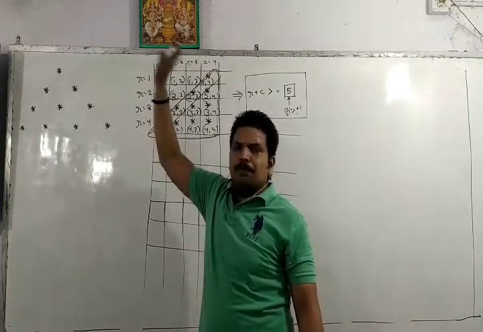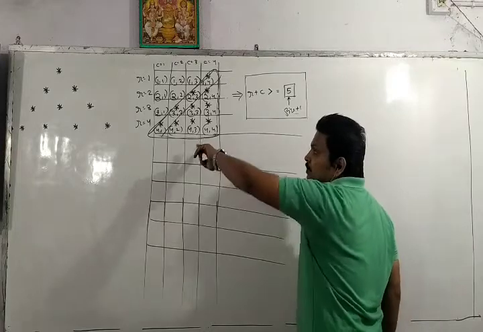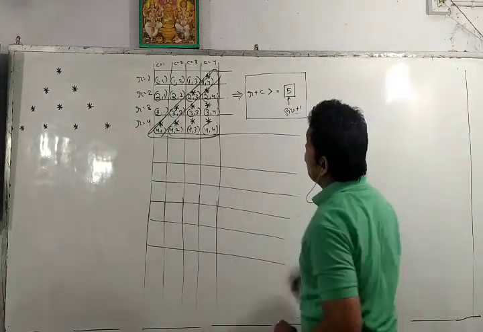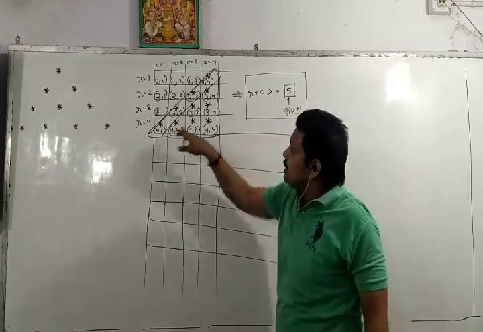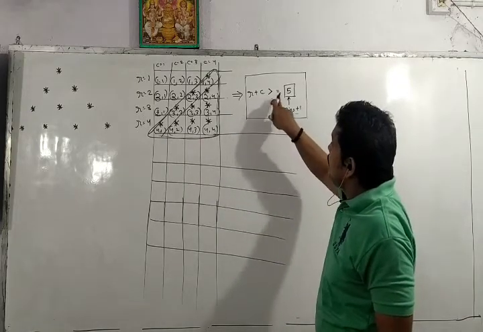Okay, forget about that pattern. I will tell you how to convert this pattern into that pattern. Don't worry. As of now, focus on this triangle. So what is the condition in which the stars are getting printed? The condition is R plus C is greater than or equal to 5.